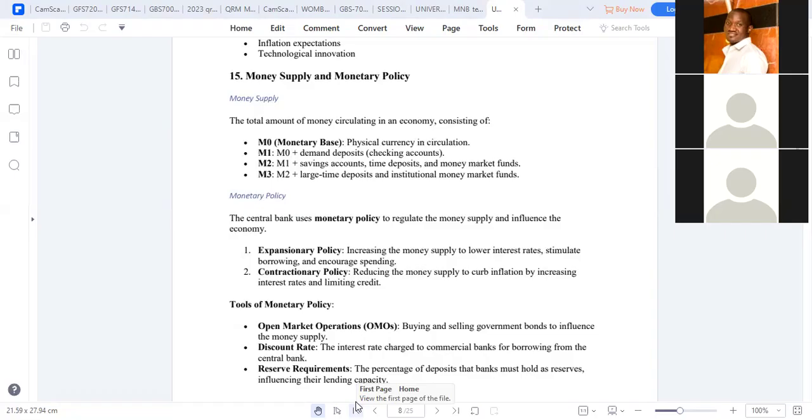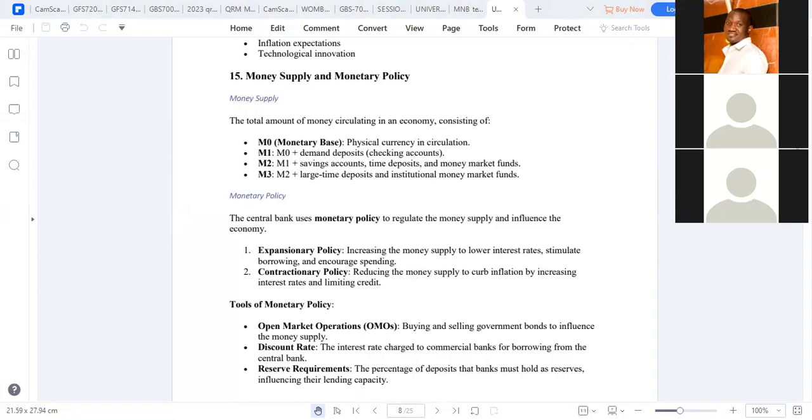So we go to monetary policy. So monetary policy refers to the action taken by a country's central bank to regulate the money supply and influence what? The economy. The central bank uses monetary policy to achieve various objectives, including controlling inflation and promoting economic growth. So monetary policy can both be expansionary and contractionary.